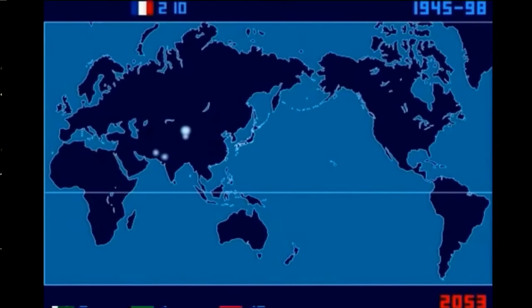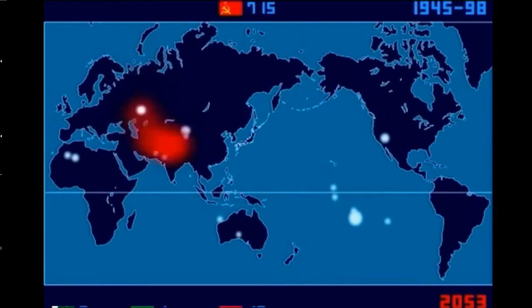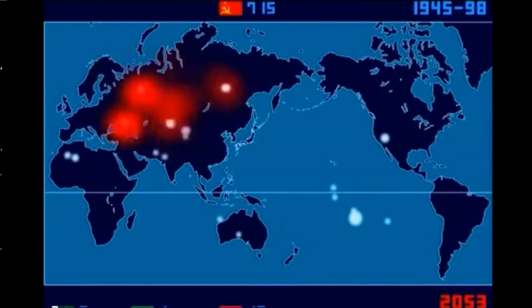We use CANDU reactors to generate electricity, for sure. So this is the French. The French have islands in the Pacific, and they have a colony in Africa. So that was 210 that the French detonated. You can see Great Britain detonated some in the United States. They detonated some in the Pacific and detonated some in Australia. So obviously the United States and Great Britain were in cooperation there. 715 for the Soviets. There's all 715 of them.